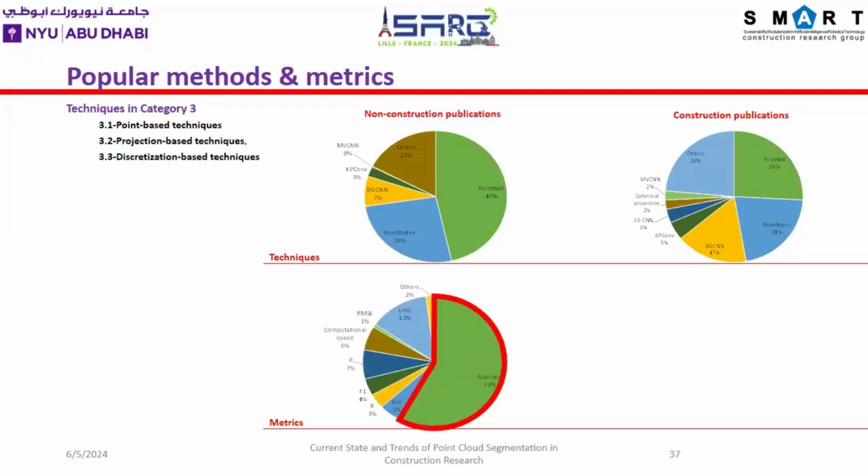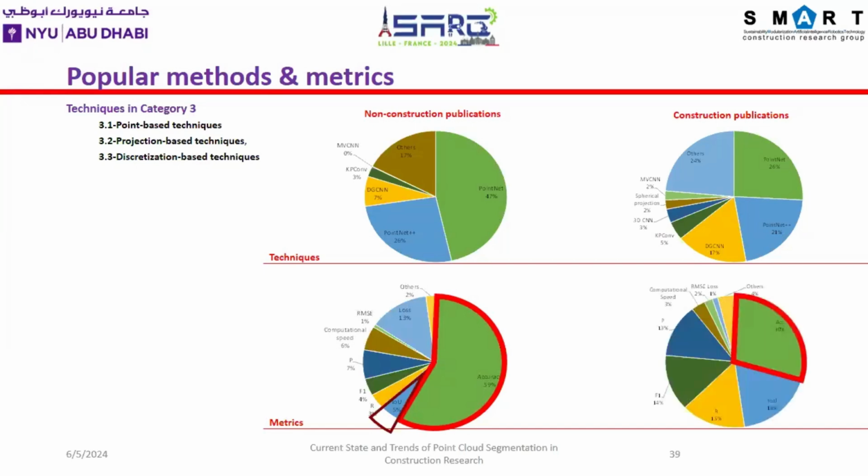When we come to the metrics, we see the non-construction-based publications rely on accuracy and a little bit of intersection over union. But in the construction sector, we see accuracy being used a little bit, mostly in addition to the other metrics, but there is a heavy consumption of intersection over union.